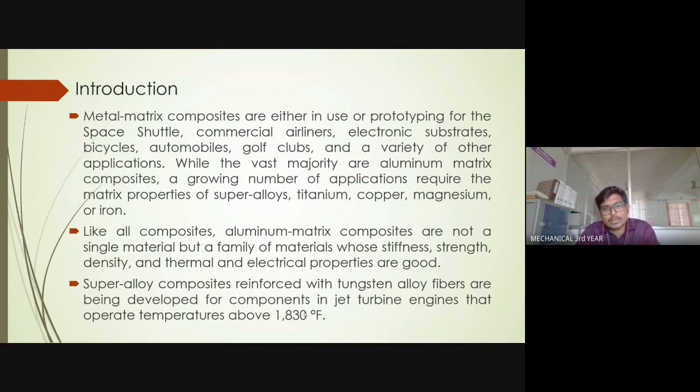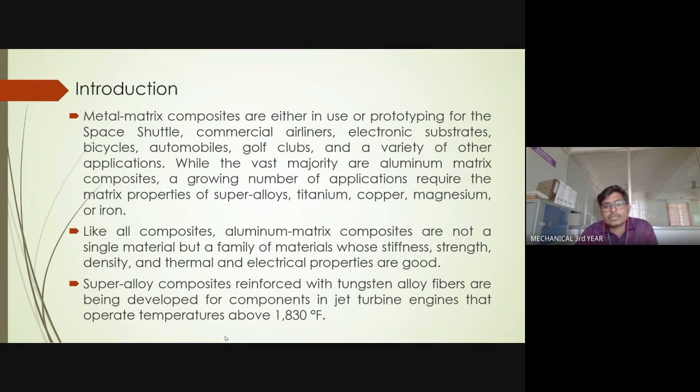I'll repeat once again. Aluminum matrix composites have the highest application limit when compared to other metal matrices. Like all composites, aluminum matrix composites are not a single material, but a family of materials whose stiffness, strength, density, and thermal and electrical properties are all very good, and that is why we are choosing aluminum as a base metal. Predominantly, we will be using aluminum matrix composites, where aluminum becomes your matrix.